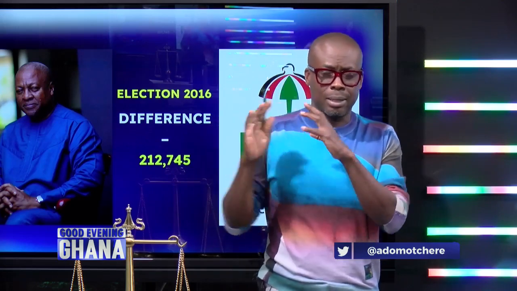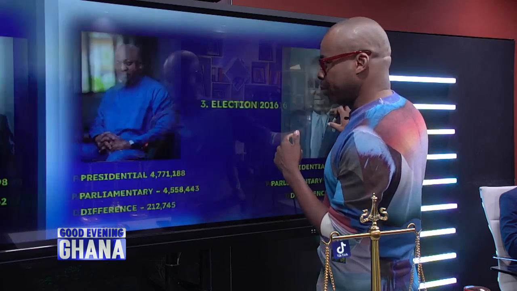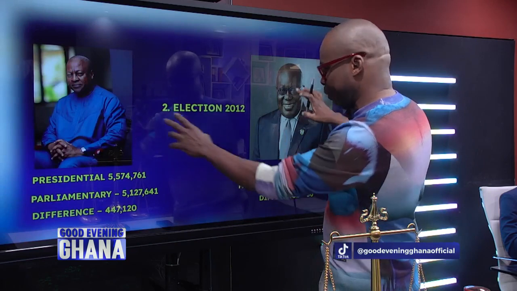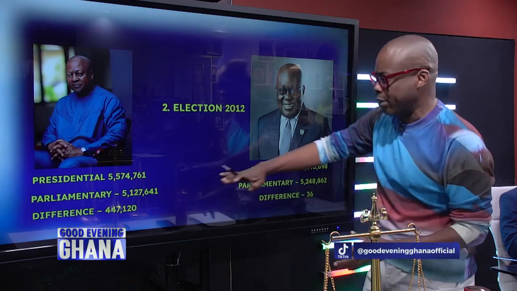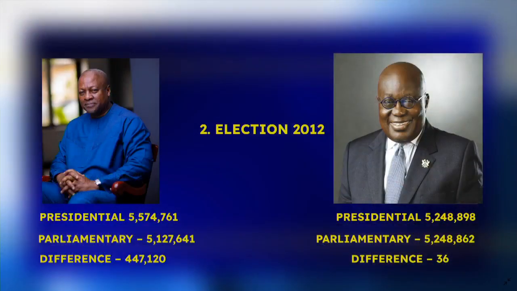Now, all of that, this trajectory, you see it also in NPP. It's the same thing you see in NPP. Maybe I should go quickly to the NPP one, and then I can come back to deal with the presidential election. So if you look at 2012 here, you see presidential elections here. President Mahama has 5 million. His parliamentary has 5 million. Difference is 447. You look at Akufo-Addo, you see he has 5.2 million.